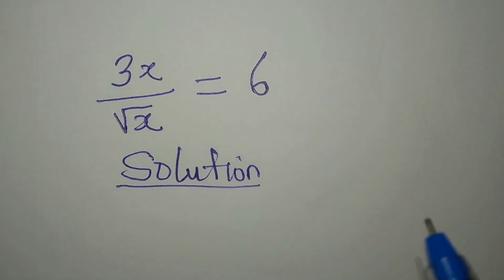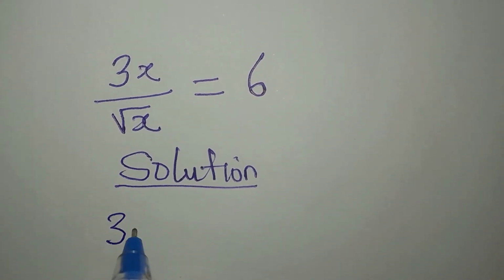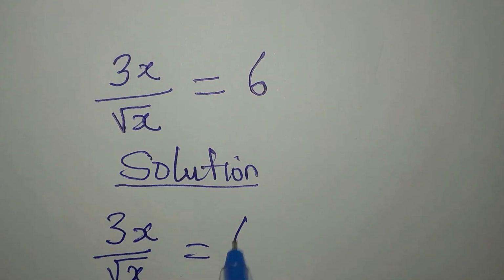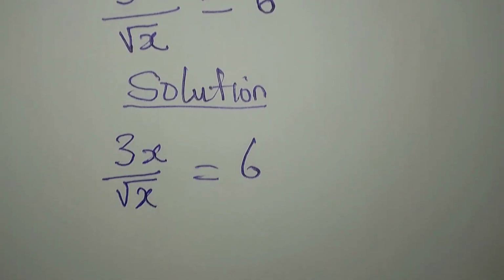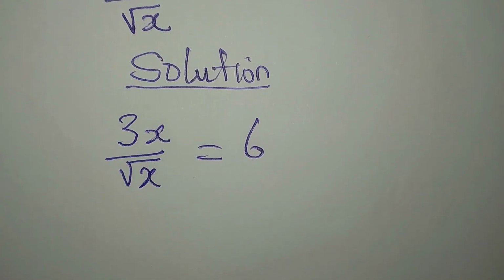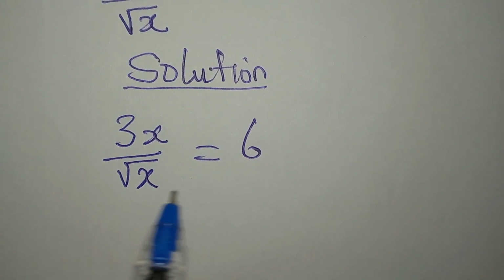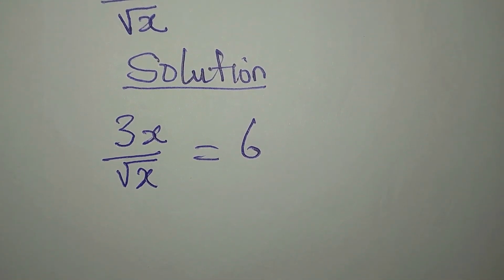Okay, so we have a problem here to deal with. We have 3x over square root of x equals 6. By the way, there are two ways you can deal with this. You can decide not to cross multiply, and then from here, what do we do?